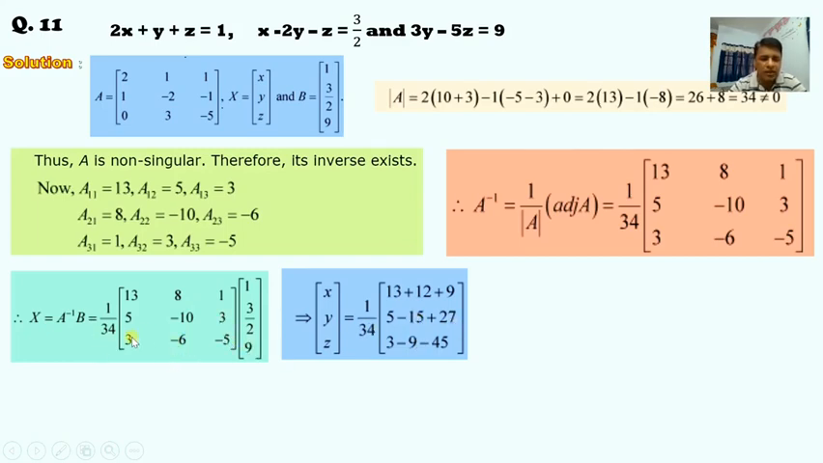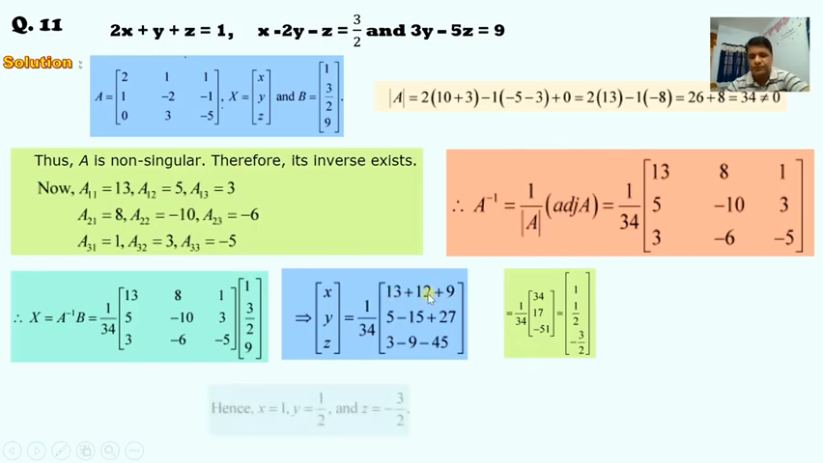The last row, 3 into 1, 3, and then minus 6 into 3 by 2, so 2 into this cancelled, minus 3 into 3, minus 9, and minus 5 into 9, minus 45, which is equal to 1 upon 34 outside, and this is 13, 12, 25. 25 plus 9, 34, and then 27 plus 5, 32, minus 15, 17, and minus 50, minus 45, and then minus 9, minus 54, plus 3, minus 51.